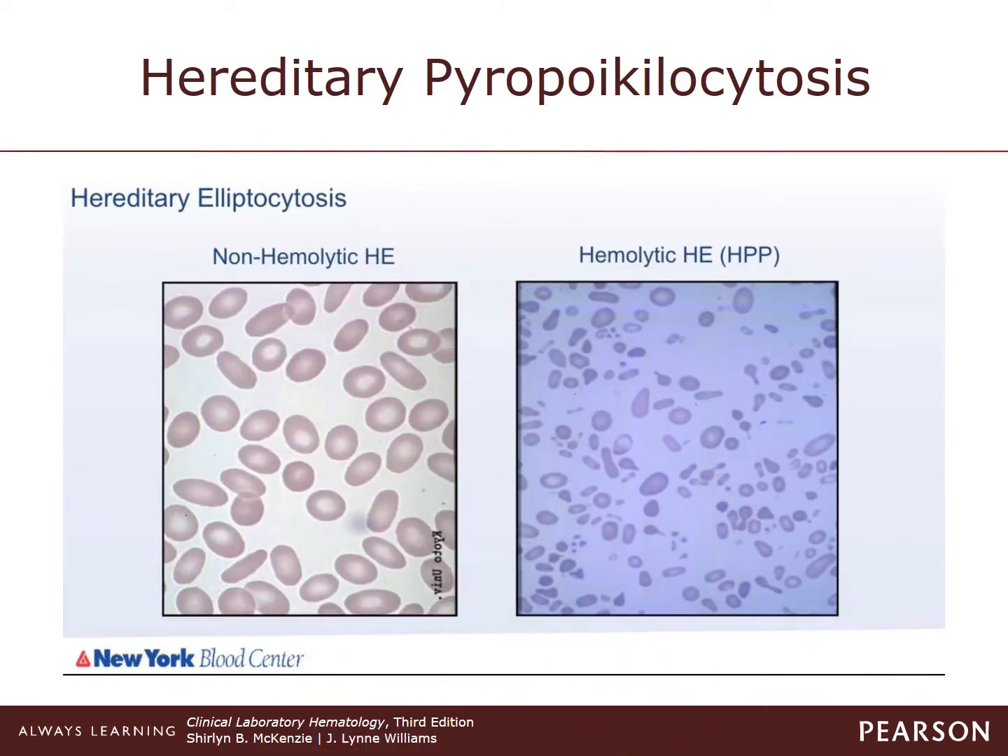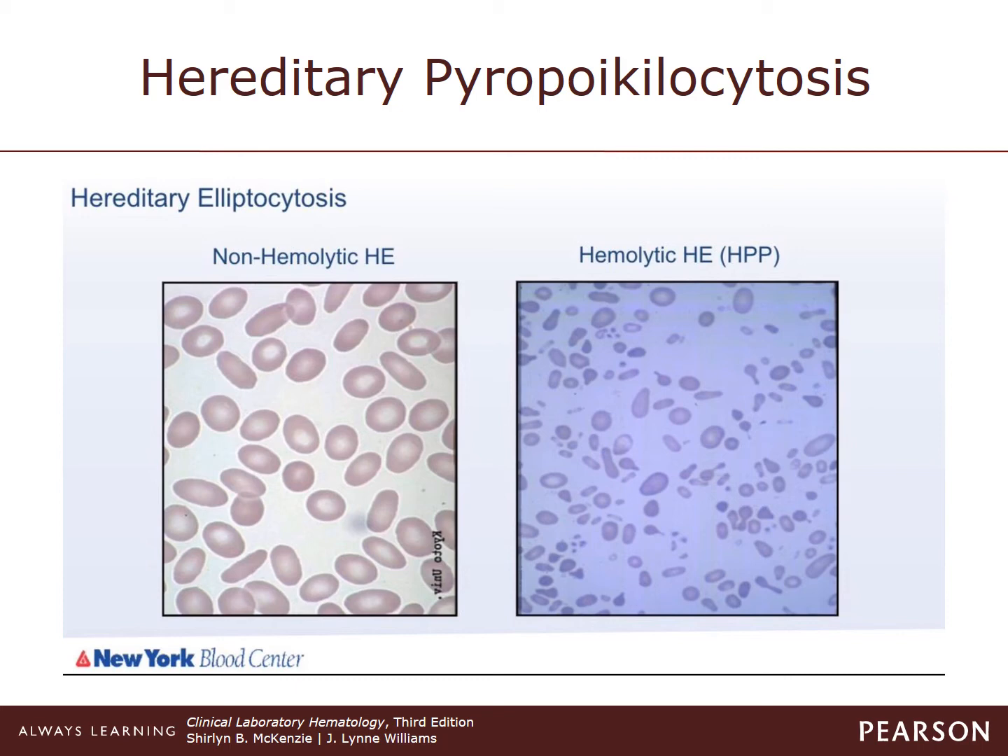The next condition is hereditary pyropoikilocytosis. So it is kind of a severe form of a horizontal type of interaction where you see there is definitely a lot of schistocytes, and as these cells elongate, they start to form and pinch off. Now, it is a rare recessive disorder. It is a subtype of hemolytic hereditary elliptocytosis.